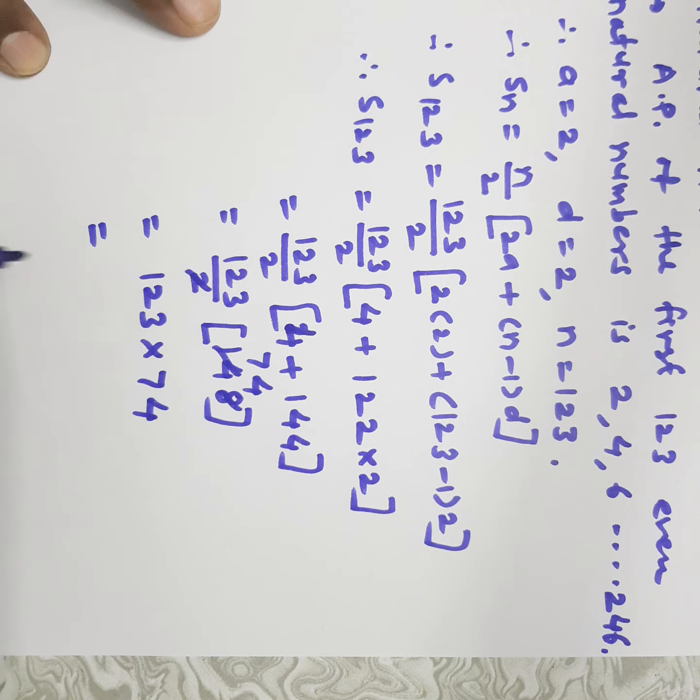Therefore, the sum of the first 123 even natural numbers is 15,252.